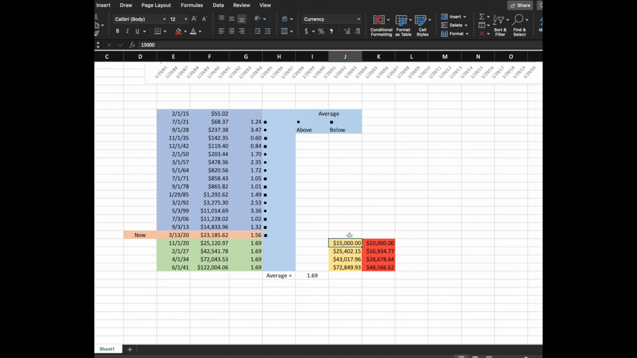But actually, what happens if we end at 15,000? If we're still doing the 1.69 times every 7.2 years, and we end this year at around 15,000, in the next 7.2 years we'll be looking at about 25.4. In the next 7.2 years after that, about 43,000. And the next 7.2 years after that, about 72,000. Now, worst case scenario, what happens if the stock market goes to 10,000? At that point, we're losing about 66% from our high. In the next 7.2 years, we're looking at about 16.9. The next 7.2 years, 28.6. And the next 7.2 years, 48.5.